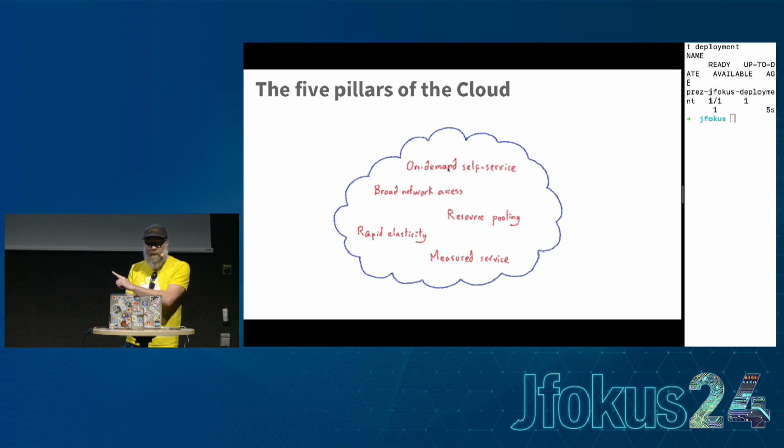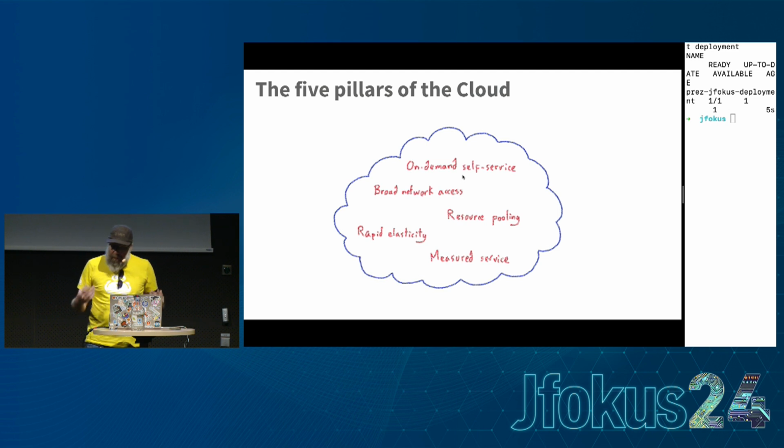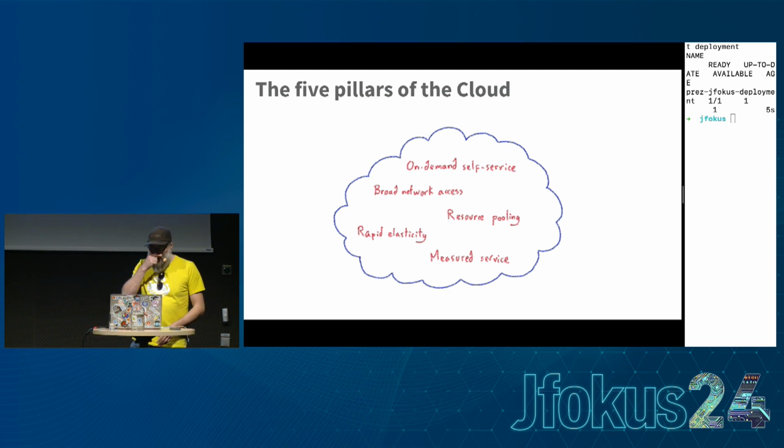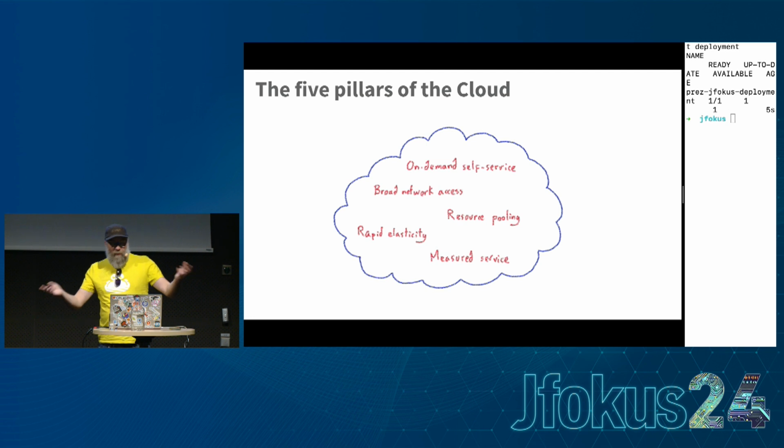On-demand self-service, okay? So me as a developer, I need to be able to get, I don't know, a namespace on a Kubernetes cluster, or a database. And for that, I don't want to open tickets and wait weeks before I get my VM ready, okay? Network access, resource pooling, elasticity, measured service. That is more ops stuff, but for me, as a developer, the most important part here is on-demand self-service, okay?